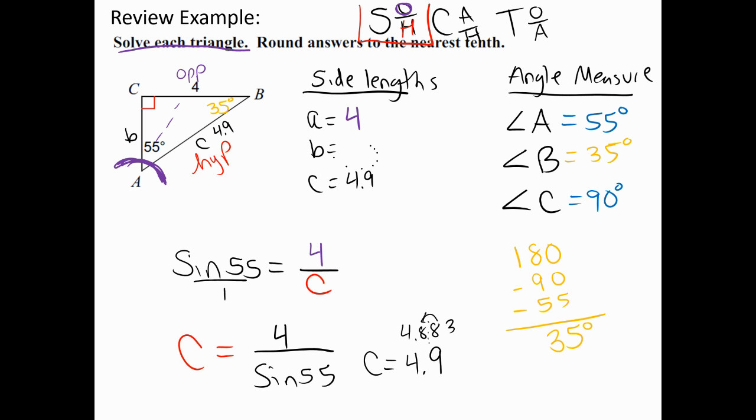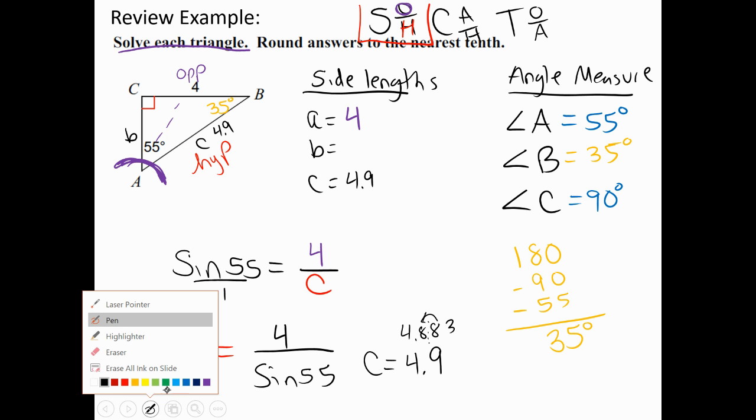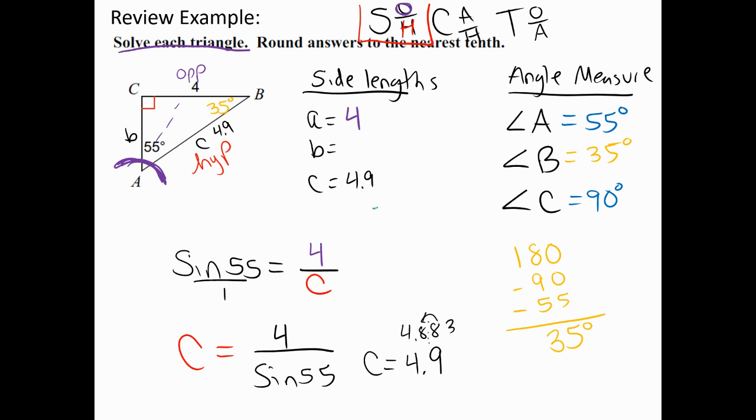To find your B, this is where you're going to use the Pythagorean theorem. A squared plus B squared equals C squared. And I see I took up a lot of space over there. I wish I could move that, but I can't. So we're going to do 4 squared plus B squared. We don't know what B squared is, so I'm going to leave it B squared equals 4.9 squared.